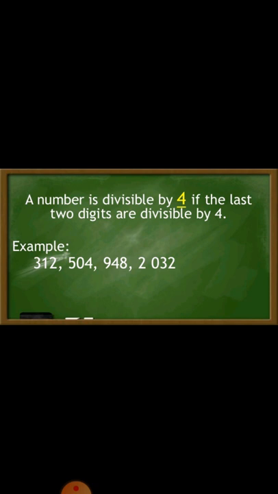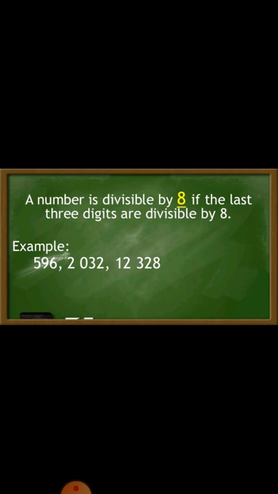Next one, 948. In this example, we check the last 2 digits. The last 2 digits are 48. 48 is divisible by 4. So we can say that this number is also divisible by 4, and so on.